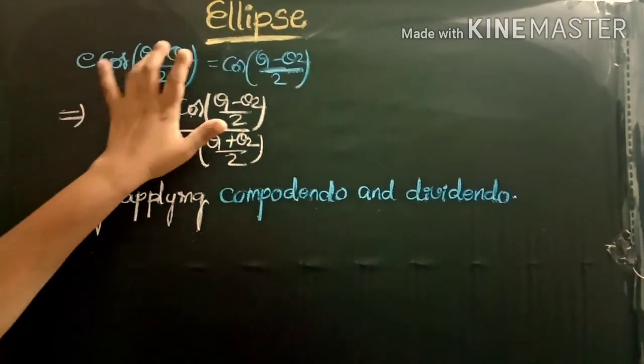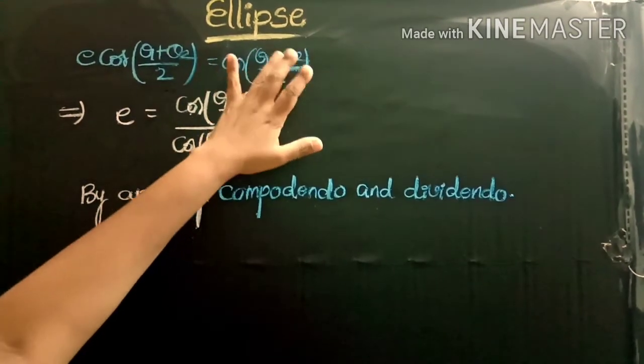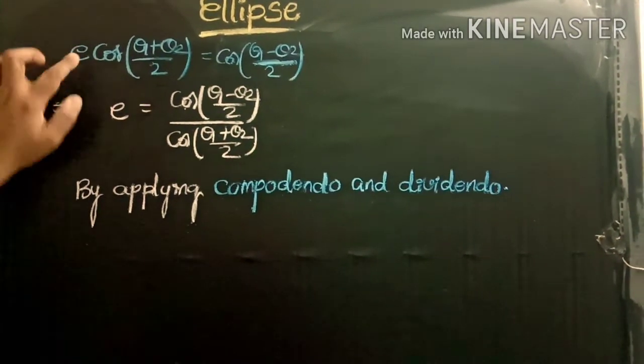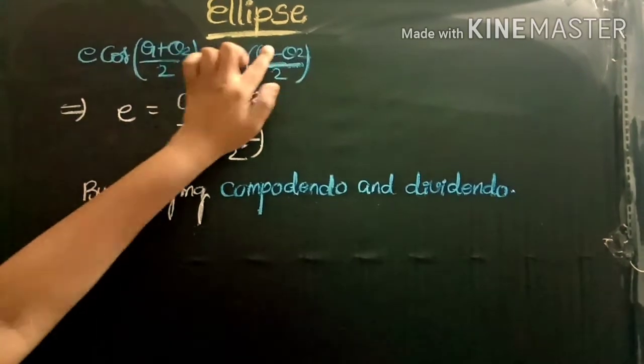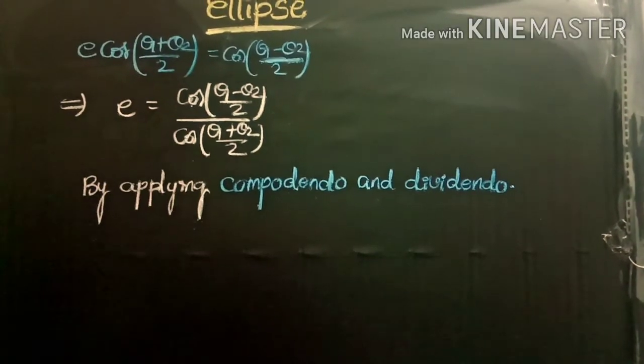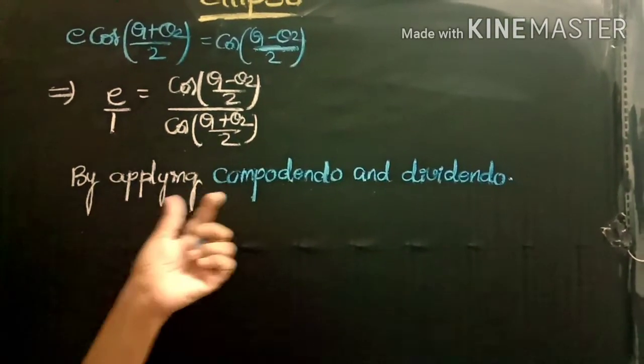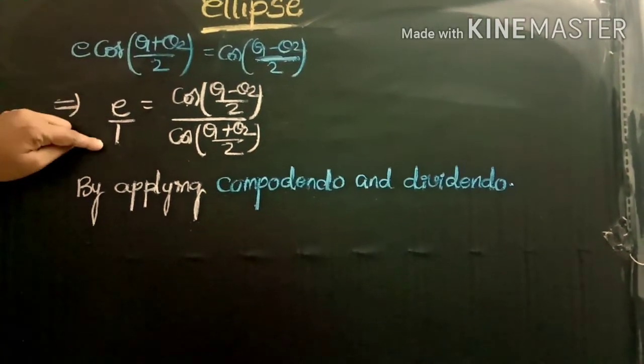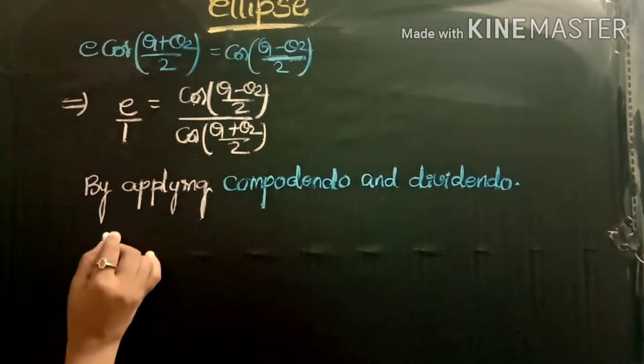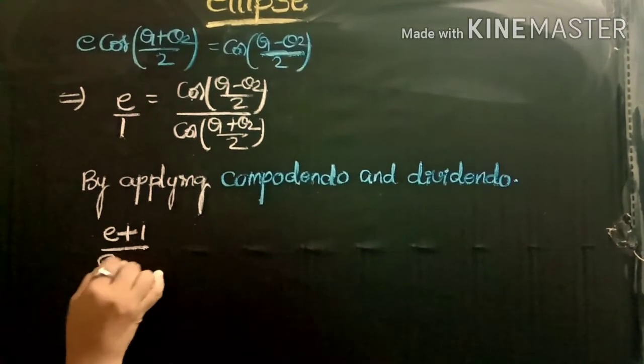To prove the second result, first we take the first result. Now this is e cos of theta 1 plus theta 2 by 2 is equal to cos of theta 1 minus theta 2 by 2, which means the value of e is equal to cos of theta 1 minus theta 2 by 2 by cos of theta 1 plus theta 2 by 2, and this is nothing but e by 1. Now we are applying componendo and dividendo to this fraction, that is numerator plus denominator by numerator minus denominator, which implies e plus 1 by e minus 1.